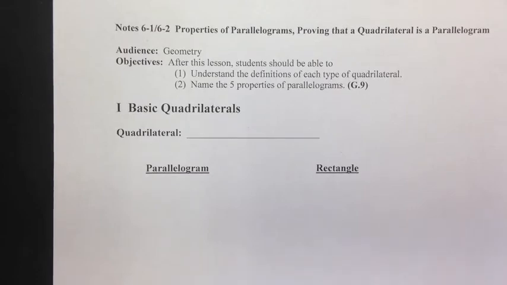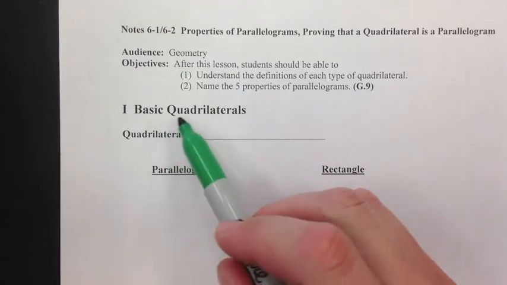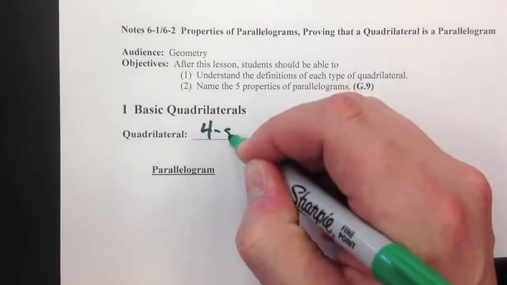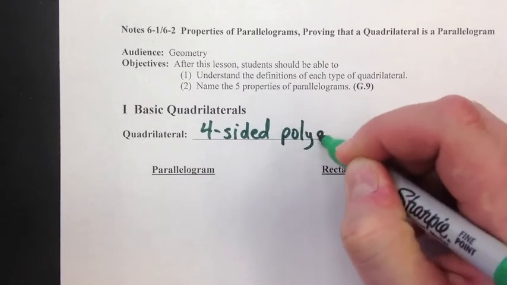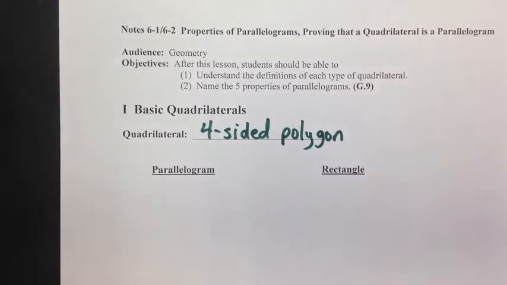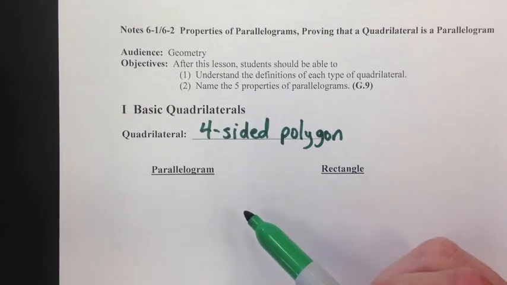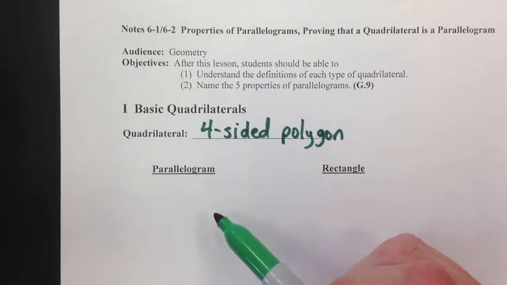Okay, so talking about parallelograms, the first thing we need to do is talk about what a quadrilateral is. So basic quadrilaterals, a quadrilateral is a four-sided polygon. So it's basically a closed figure in a plane that has four sides. Now there's four that we're going to talk about for the most part, that we're going to discuss a lot. The first one is a parallelogram, and this is the one we're going to concentrate on today.